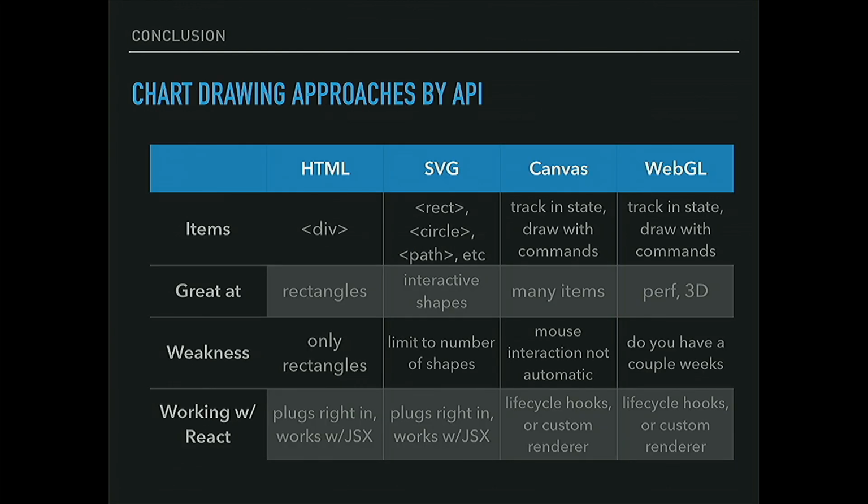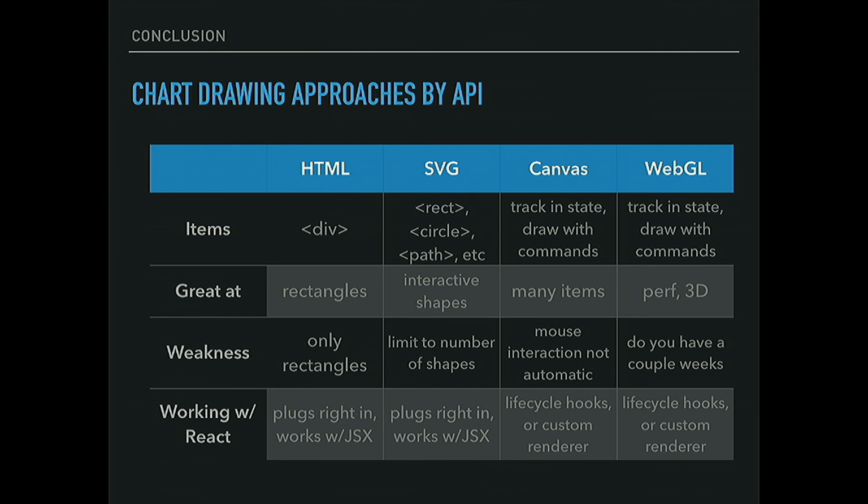So let's sum it up. The chart drawing approaches by API: when you're doing HTML, the items that you draw will be mostly divs. When you draw with SVG, you'll have a couple of custom tags and path, rect, circle. In Canvas, the items you draw don't really exist. You have to invent a scheme for them, track it in the state, and a way to draw it with commands. Same thing with WebGL. The best thing that HTML is great for is rectangles. And its weakness is it can only draw rectangles.